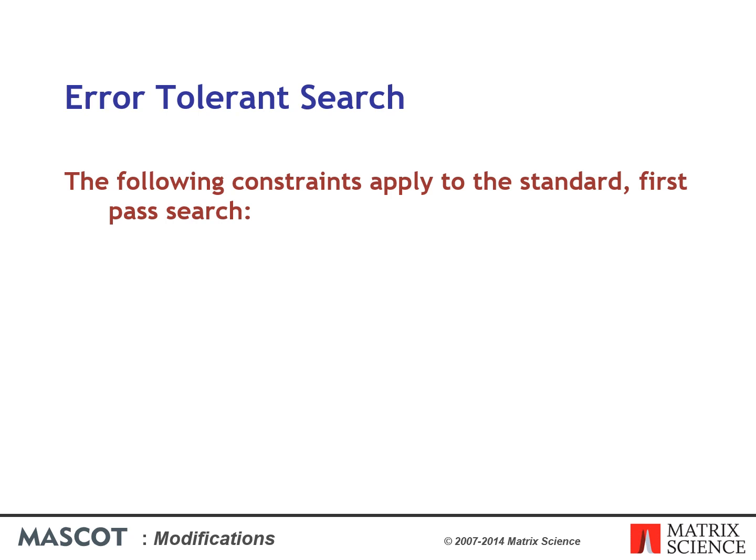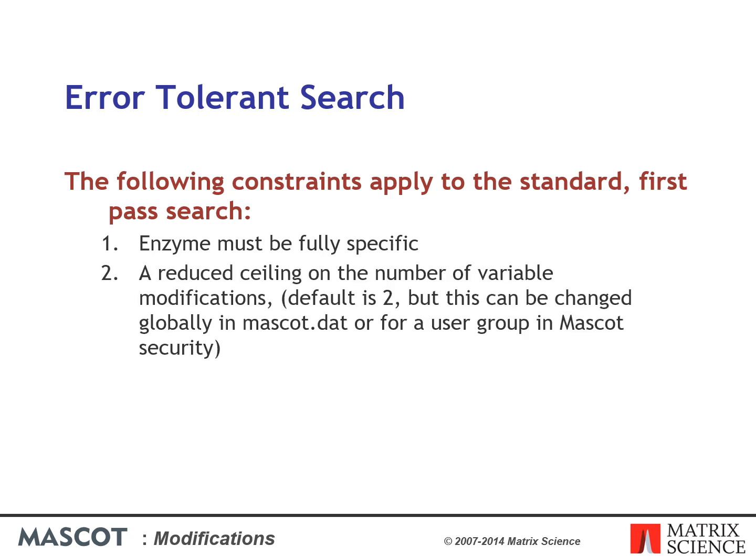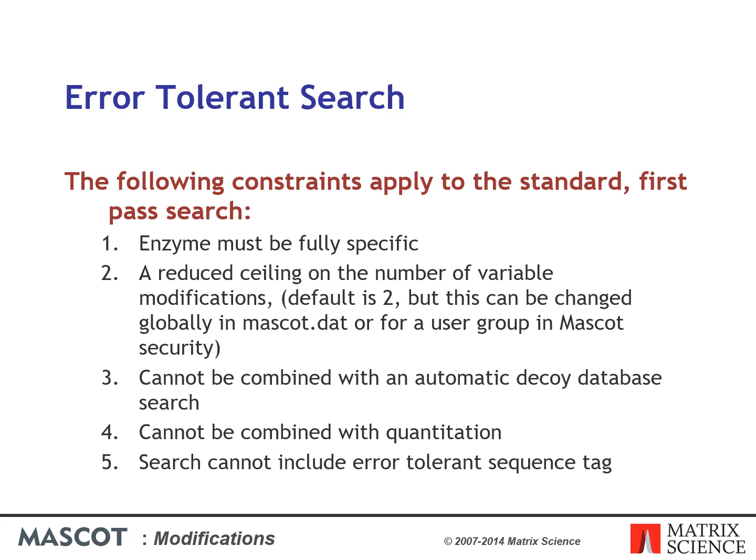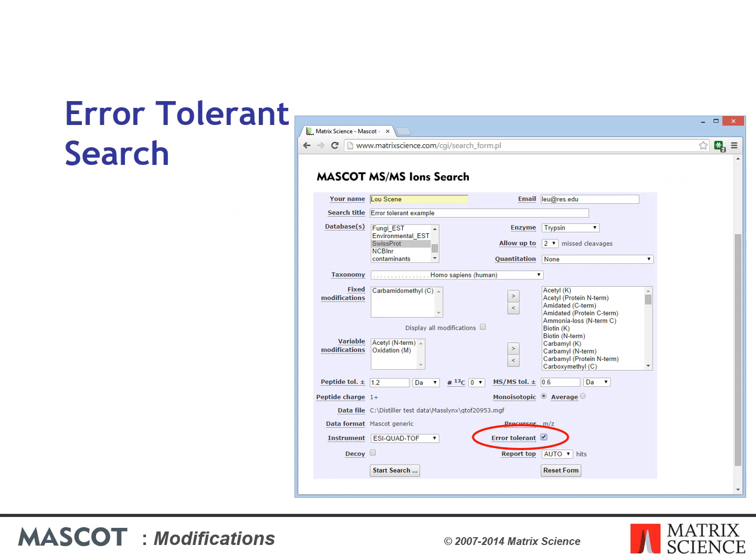There are some constraints on the standard first-pass search. Enzyme must be fully specific. A reduced ceiling on the number of variable modifications. Default is 2, but this can be changed globally in mascot.dat or for a user group in Mascot Security. It cannot be combined with an automatic decoy database search. It cannot be combined with quantitation. The search cannot include error-tolerant sequence tags. Otherwise, submitting the search is just like submitting a standard search, except that you check the error-tolerant checkbox.